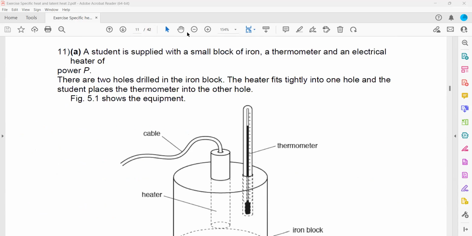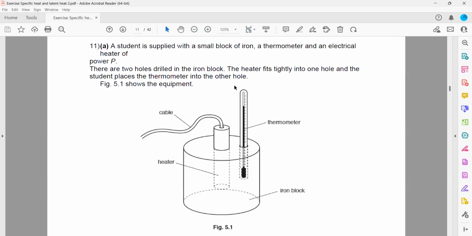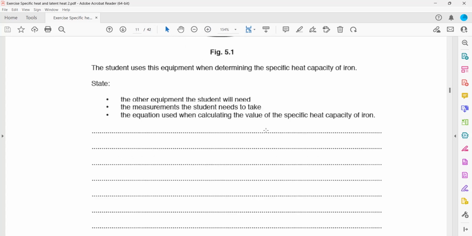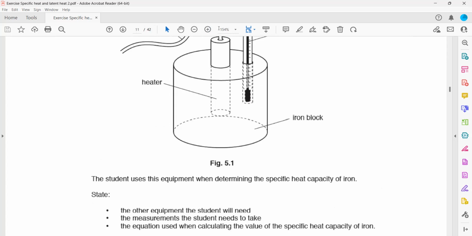In question 11, a student is supplied with a small block of iron, a thermometer, and a heater of power P. There are two holes drilled into the block, as you can see. One is for placing the thermometer, another one is for the heater. The student uses this equipment when determining the specific heat capacity. What other equipment will the student need, what measurements will the student take, and what equation will the student use when calculating the specific heat capacity?